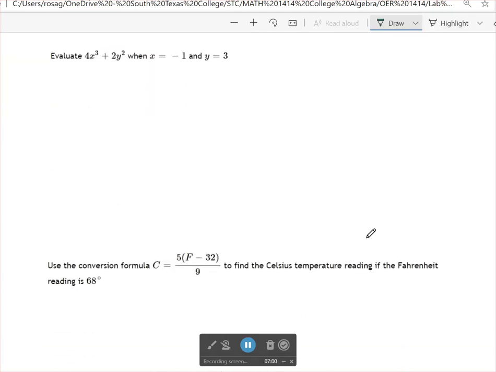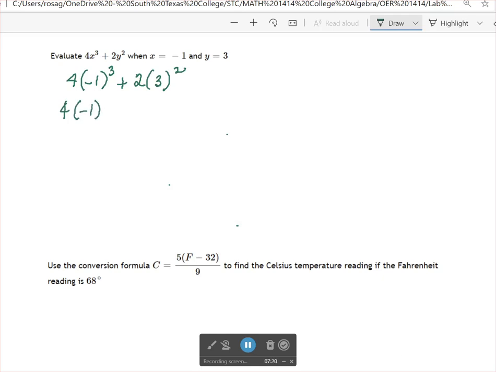On this one, it says to substitute. So I'm going to substitute. Don't forget to put the parentheses on the substitution. The x's are negative 1 and the y's are 3. And once you have it substituted, then you follow the order of operations, which means you have to do the exponent first. Negative 1 to the third would be negative 1.